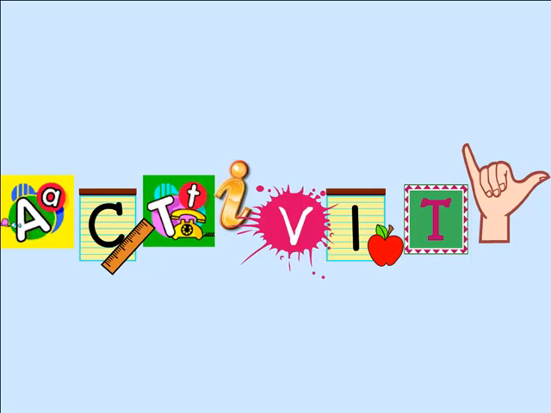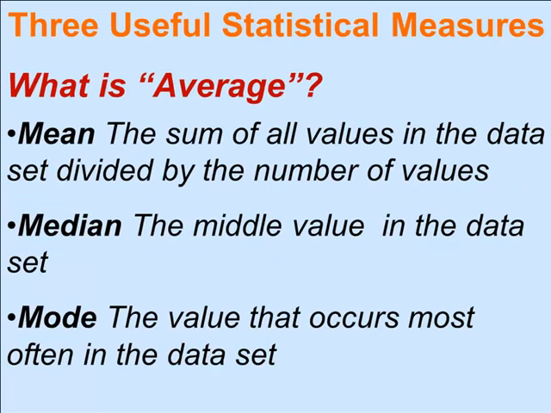Time for a hands-on activity. Suppose we are at step 5 in our research, where we analyze data. Let's take a look at three most common statistical measures that are used by researchers to describe the average. The mean is the sum of all values in the data set divided by the number of values. The median is the middle value in the data set. And the mode is the value that occurs most often in the data set.